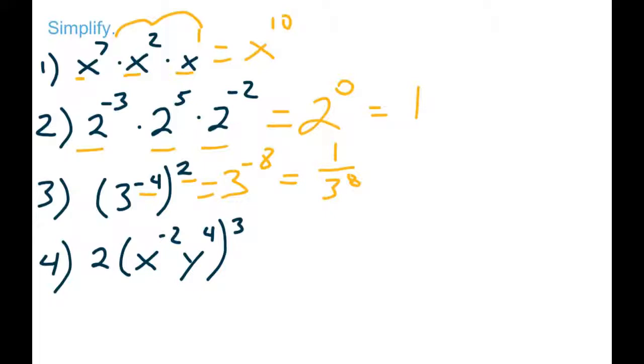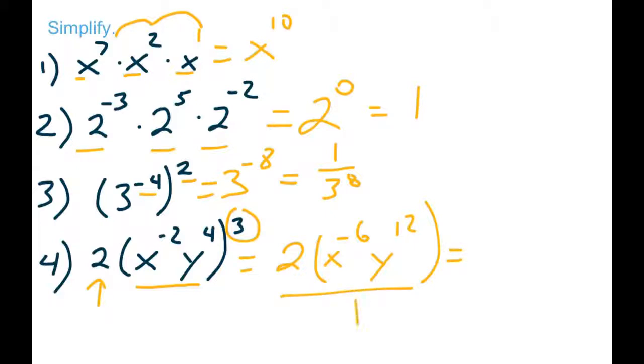Alright, next one, same idea. Everything inside these parentheses is going to go to the third power. This 2 is not inside, so the 2 stays there. And then x to the negative second raised to the third is x to the negative 6, because I'm multiplying the exponents. Y to the fourth raised to the third is y to the 12th, because I'm multiplying the exponents. I never leave that negative exponent in a final answer.